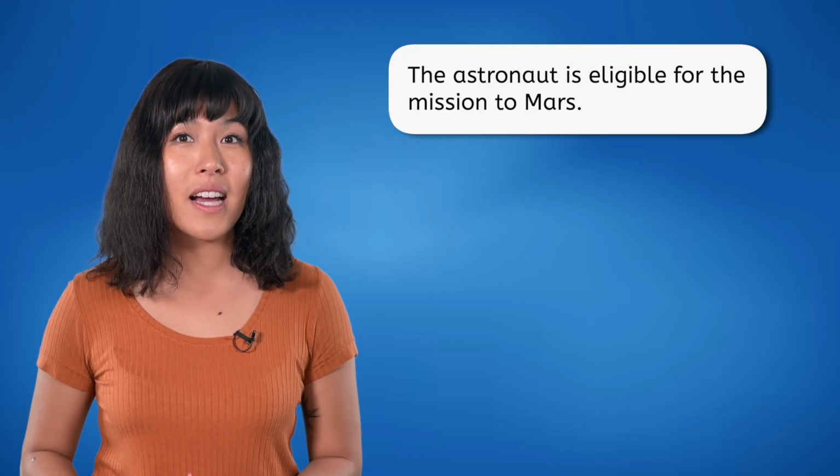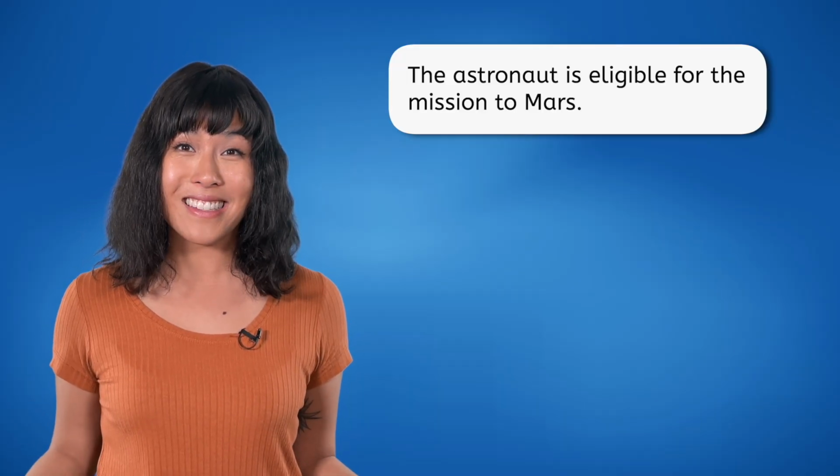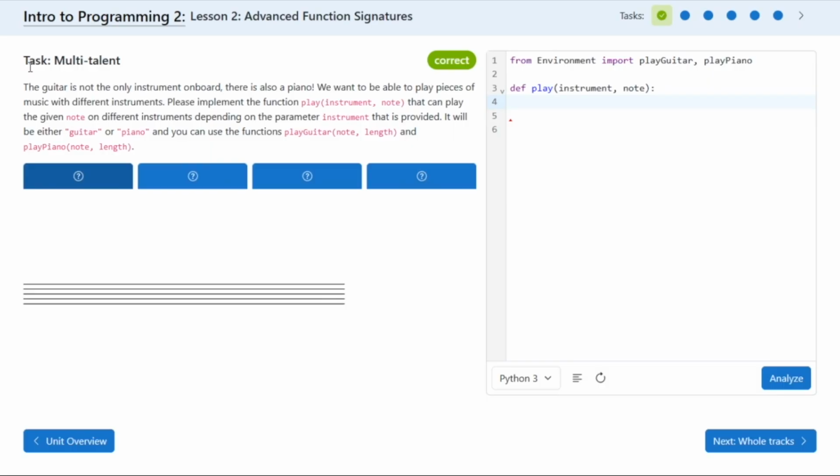Let's move on to trying another musical programming task. We've just found out that our spaceship is equipped with not just one, but multiple musical instruments. We've got guitars, pianos, and who knows what else is hidden in these compartments. Since we have more than just a guitar now, we want to play the same piece of music with different instruments. That's where our coding skills come into play. We need to write a function that can play a given note on different instruments depending on the parameter we provide. Let's break it down.